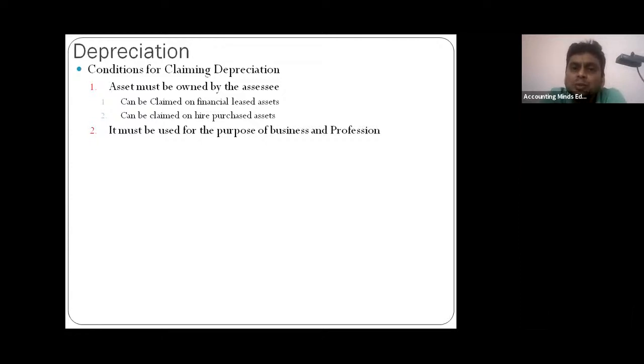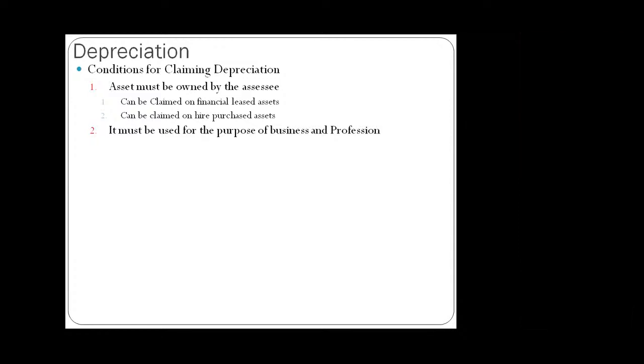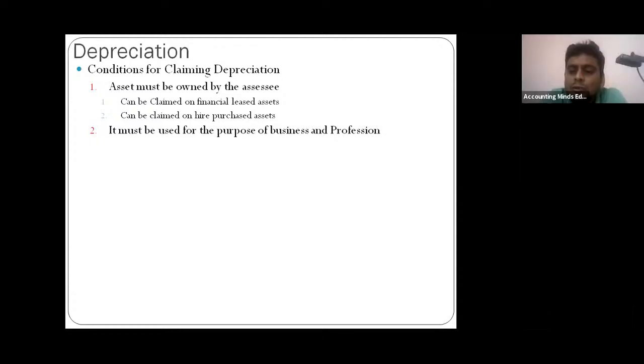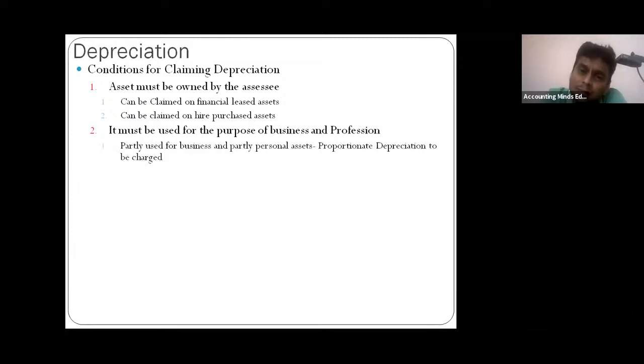Next, it must be used for business purpose, right? I own it. I have a car also. Can I claim depreciation of that car for Accounting Minds? If I use that car for business purpose, then I can claim. Otherwise, I can't claim. Does it make sense? Yes, sir. Any questions so far? Any questions? No, right? Right. What if partly used for business and partly personally used? Then proportionately you can claim.